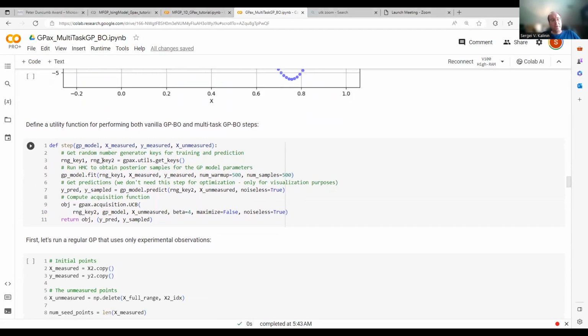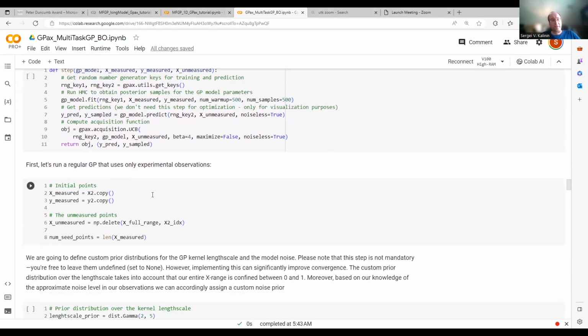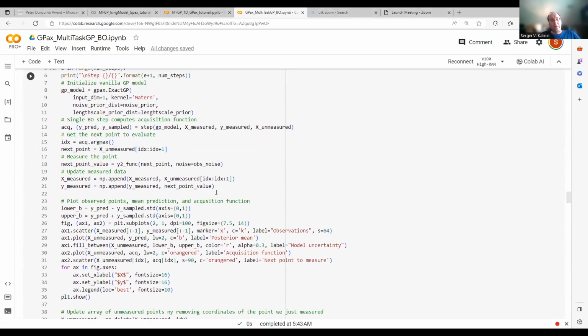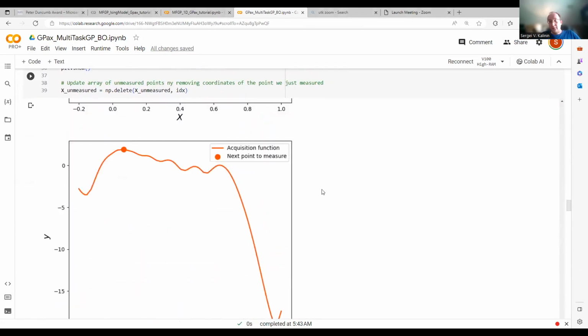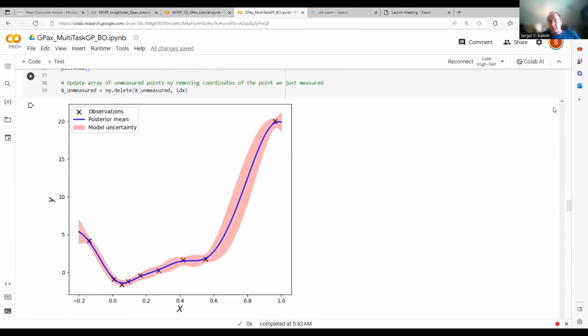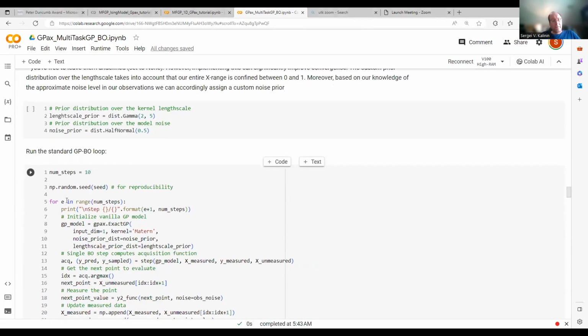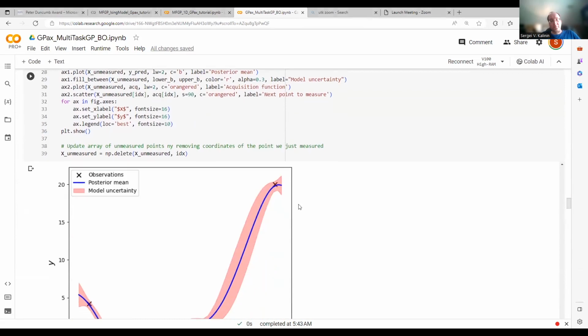So then we need to define the utility function. So basically our expected improvement. And then let's see how it works. So this is where we are. So this is the example of the standard Gaussian processing.